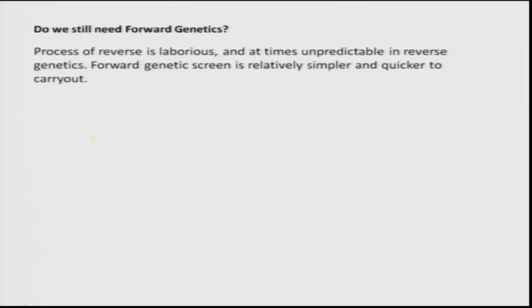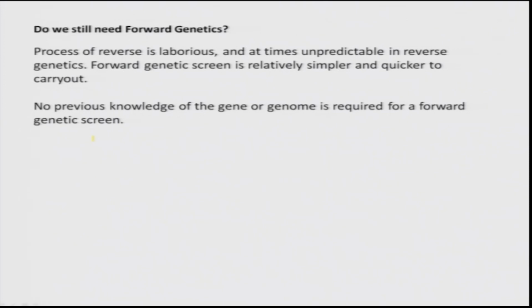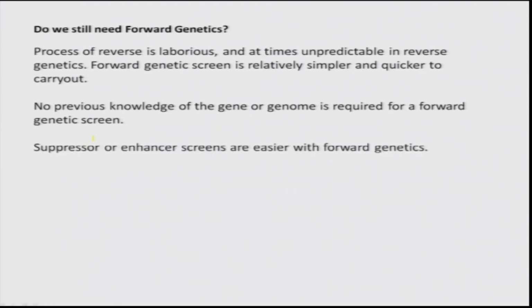The process of reverse genetics, where you create a mutation and ask questions, is laborious, time consuming, right, and at times unpredictable. What would be the outcome, you do not know. So, forward genetics gives you a simpler tool, and you can quickly do that, and still it is relevant. When you do a forward genetic screen, where you expose the animal to a certain chemical which causes some defect somewhere, you do not know where, it does not really require knowledge of the gene or genome, because I can take a new species whose genome has not been studied, still I can do it. So, that is still a big plus.